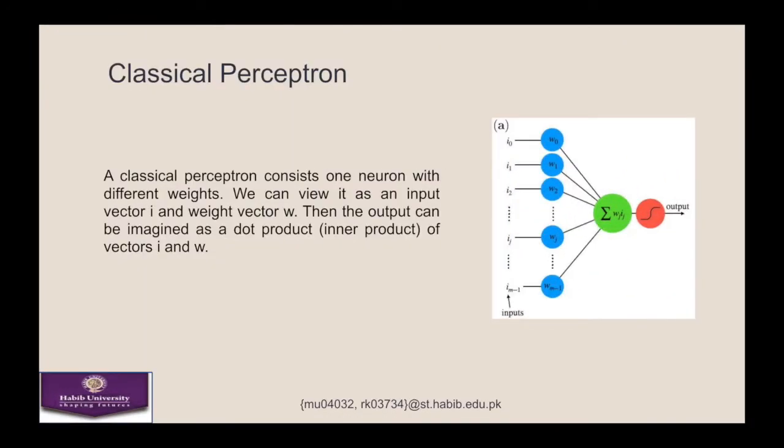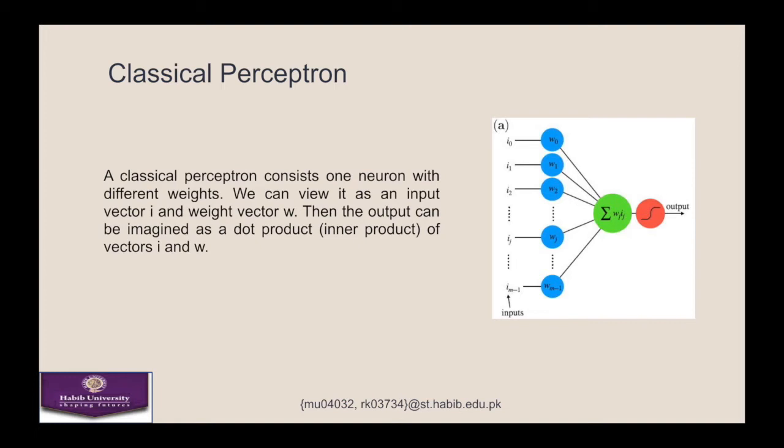Before going into the details of our implementation, let's do a quick recap of classical perceptron. A classical perceptron is just one neuron. It has different weights attached to it. The number of weights is equal to the number of input parameters.